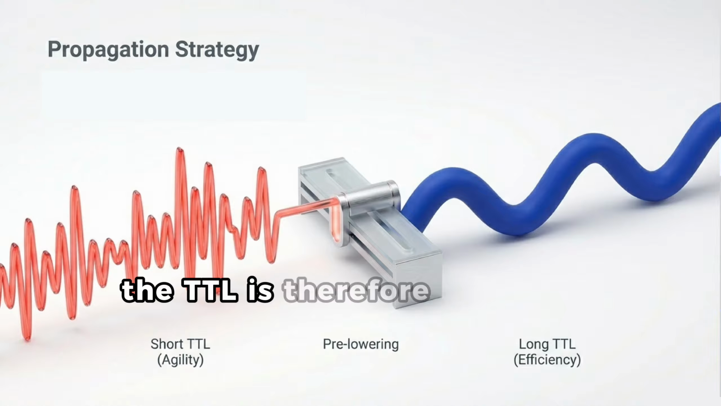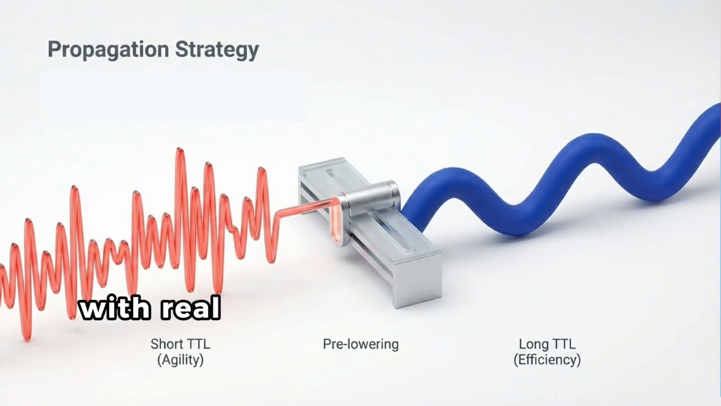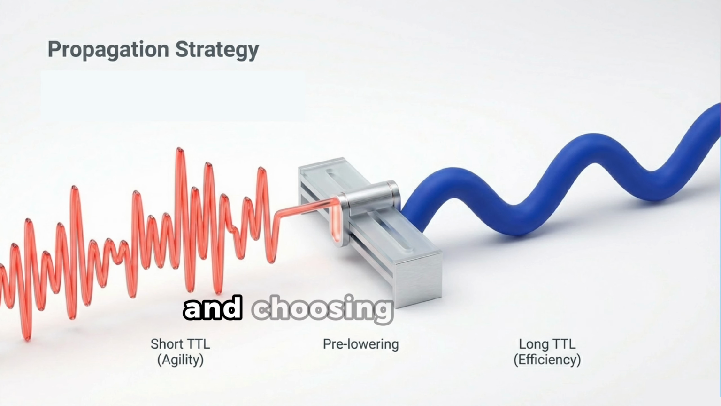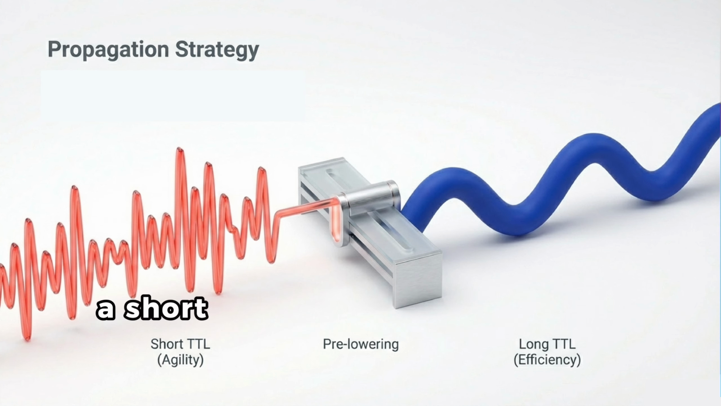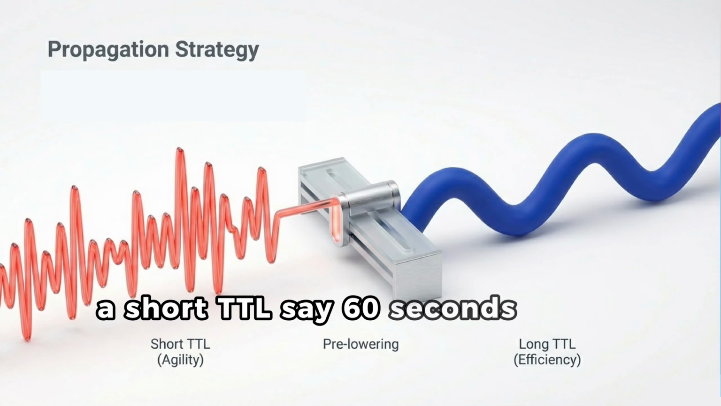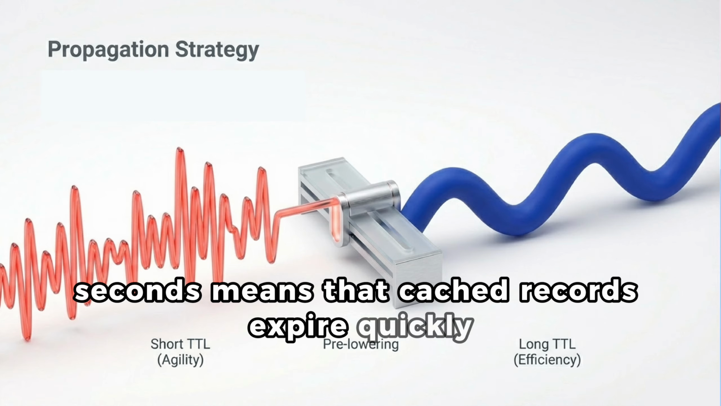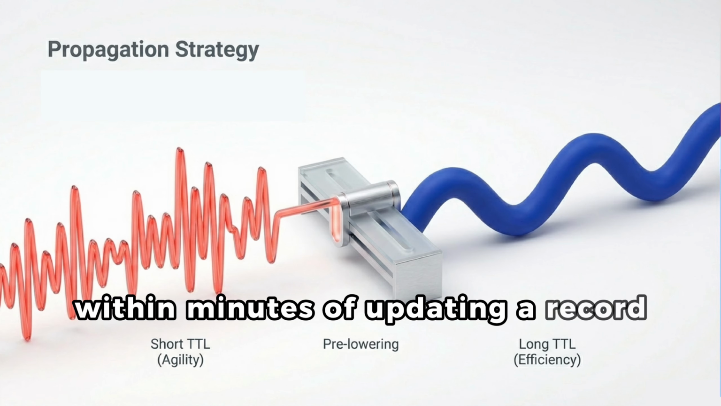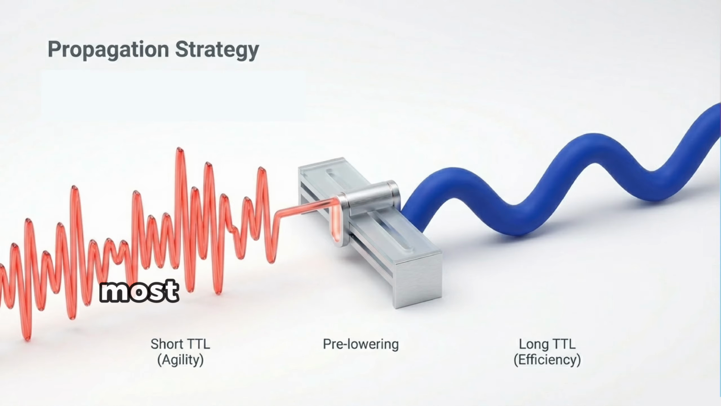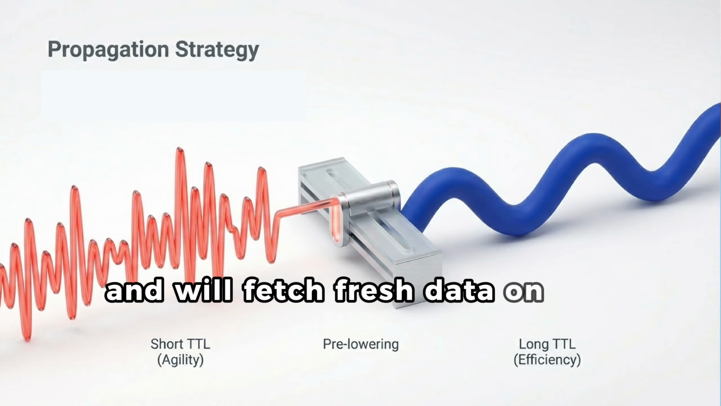The TTL is therefore not just a technical parameter. It's a design decision with real operational consequences, and choosing it wisely requires thinking through the trade-offs explicitly. A short TTL, say 60 seconds or 300 seconds, means that cached records expire quickly. Changes propagate fast. Within minutes of updating a record at the authoritative server, most resolvers will have expired their cached copies and will fetch fresh data on the next query.